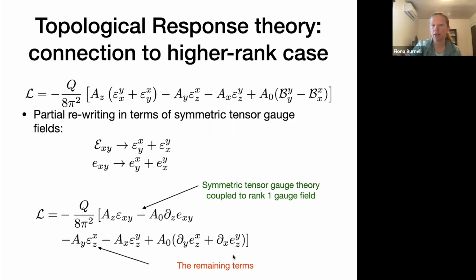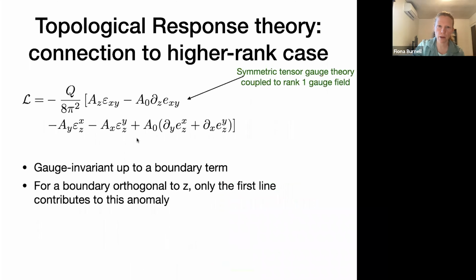This second line here contains the remaining terms, okay? And I should say that, on all of my fields, I'm going to impose this reflection symmetry. Okay, and so now this action again, so I have these two lines here, and again, this action obviously is gauge invariant only up to a boundary term.